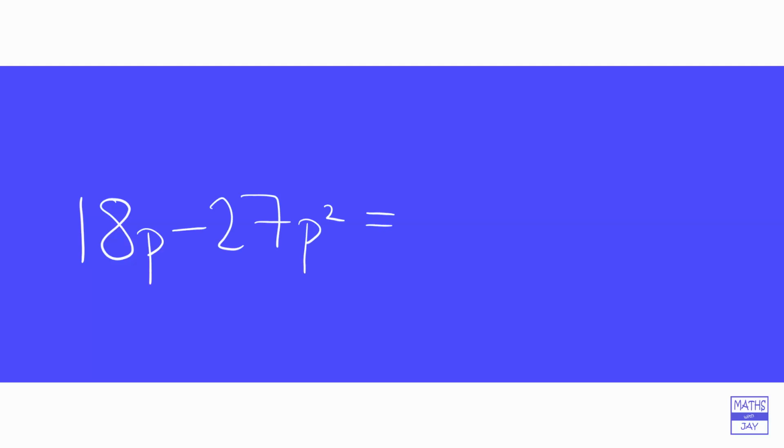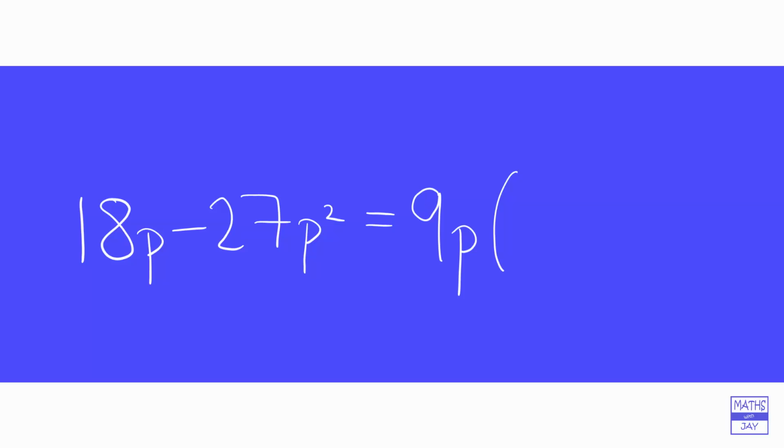Let's have a look at another one. So here we look at the 18 and the 27, and remember we're looking for the highest common factor. So it's not enough just to say that 3 is a factor of 18 and 27, because if we used that, then we wouldn't have factorised completely. We would have factorised, but not completely. So looking for the highest common factor of 18 and 27 gives us 9. And then looking at the letters, their highest common factor is p.